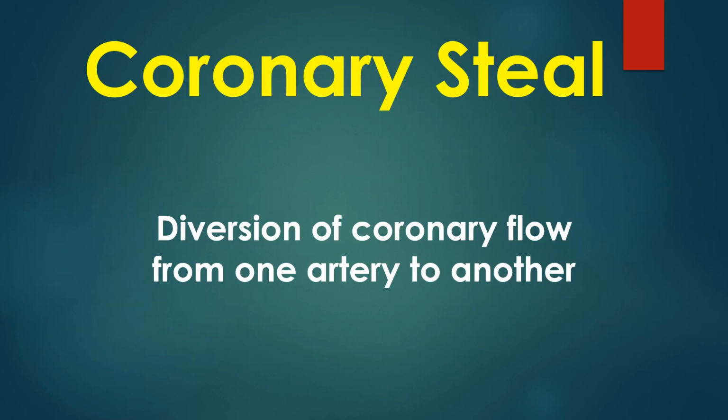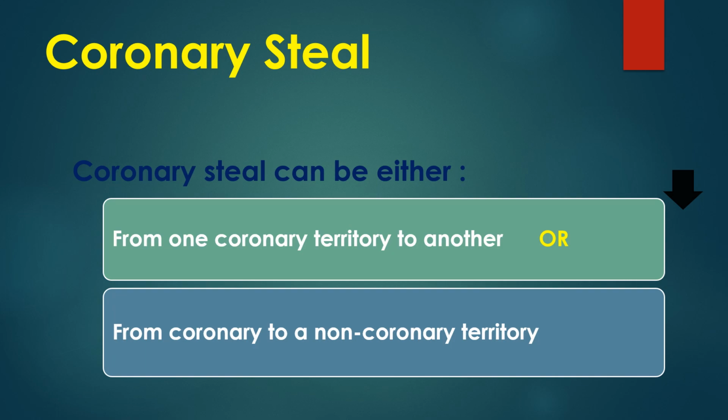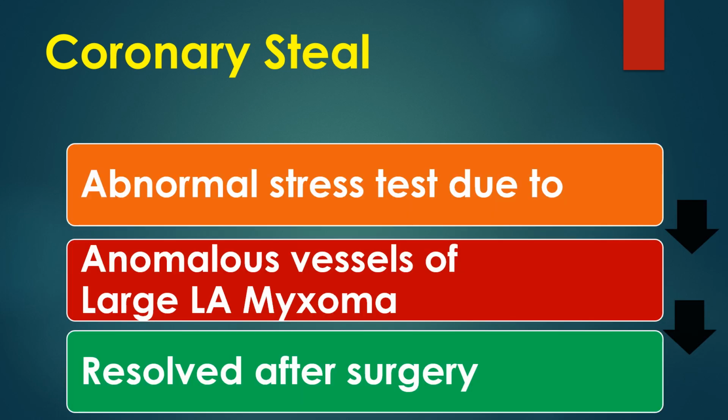Coronary steal is diversion of coronary flow from one artery to another. Coronary steal can be either from one coronary territory to another or from a coronary territory to a non-coronary territory. Different such scenarios can be found in literature. Abnormal stress test due to large anomalous vessels supplying a large left atrial myxoma producing coronary steal has been reported. Symptoms and abnormal stress response resolved after resection of the tumor and ligation of the abnormal vessels.